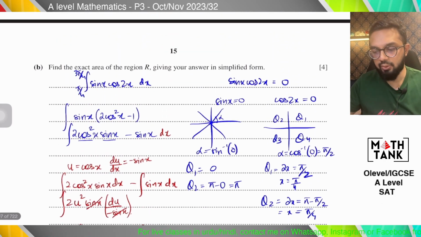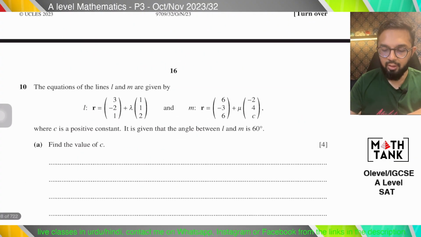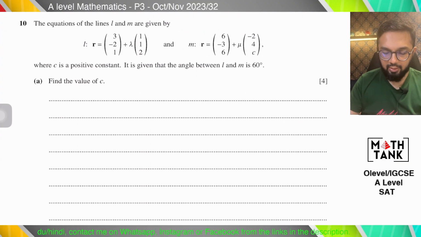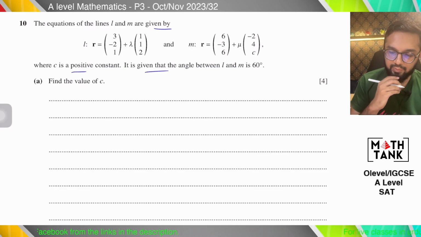So, an unusual question in the past papers. Please make sure that you understand this properly before you move on. Okay, question number 10 says that the equations of the lines L and M are given by this, where C is a positive constant. It is given that the angle between L and M is 60 degrees. Find the value of C.